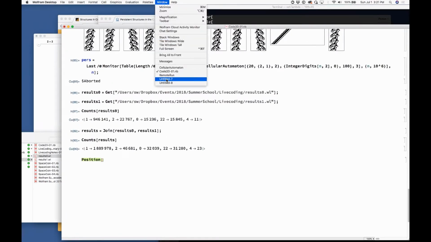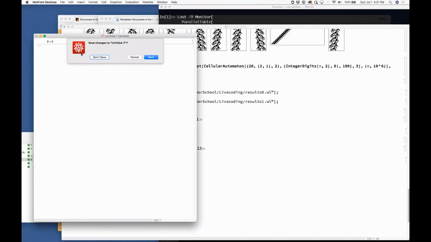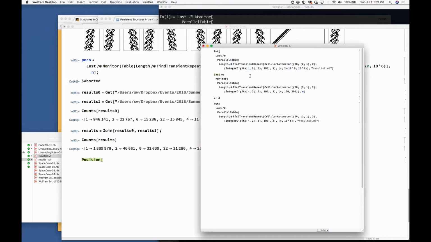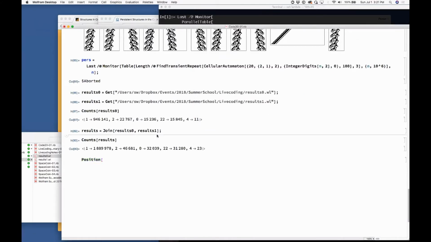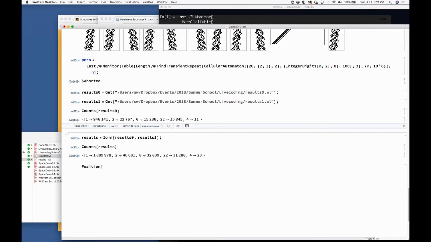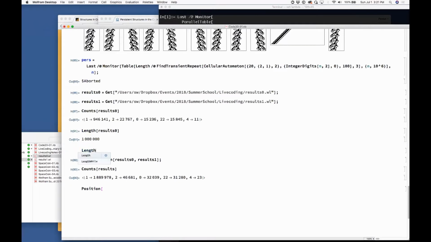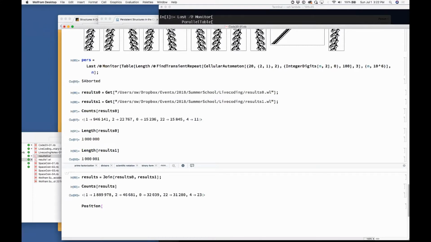Let's be very careful here. The question is whether they started at 2 million minus 1. I don't think they did. We need to be more careful. So the length of results 0 should be exactly 1 million. The length of results 1 was 1,000,001. So that must have gone from 1 million to 2 million, and so there's an overlap of 1.